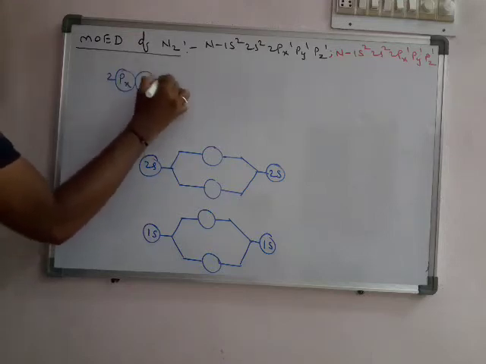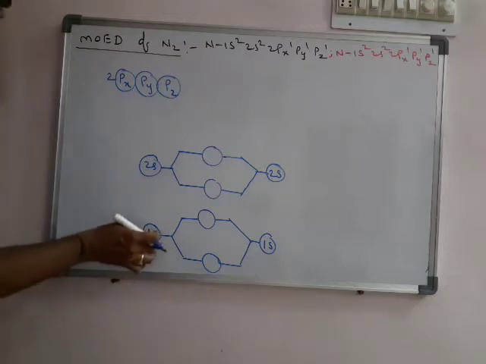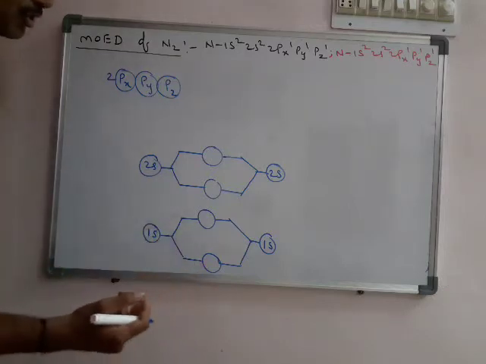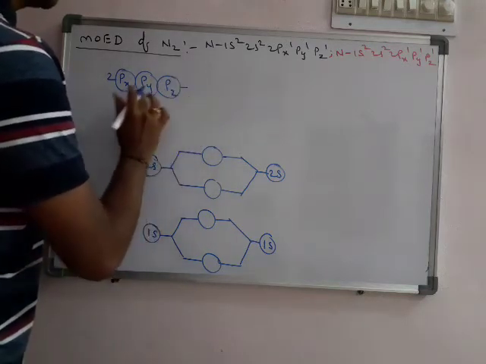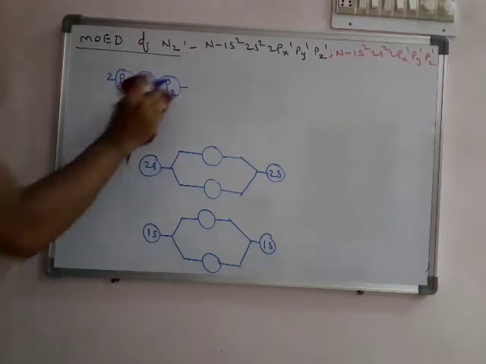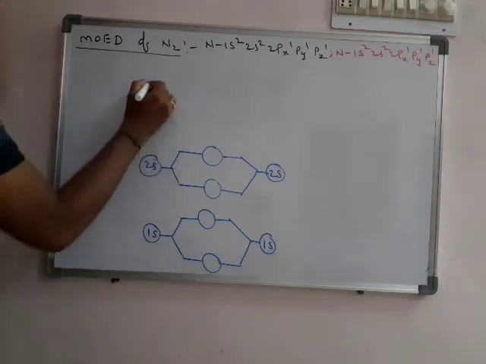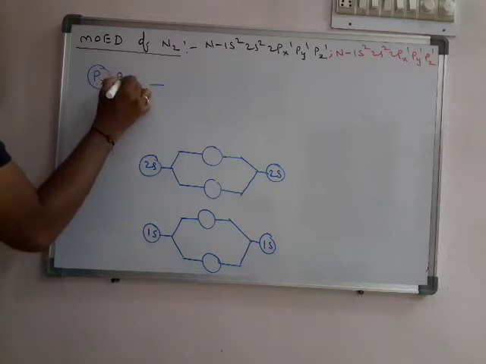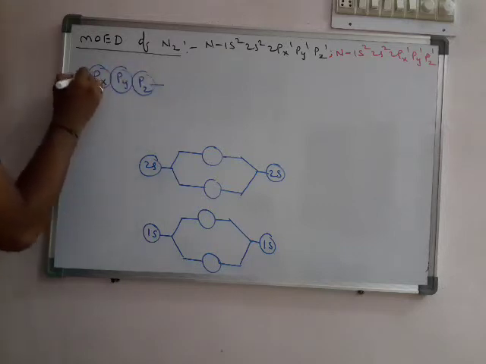2px, 2py, 2pz. I am giving the circle shape. In some books it may be given the square shape. It is just our choice. Here they must be in one line. Try to give one line. So it is px, py, pz.